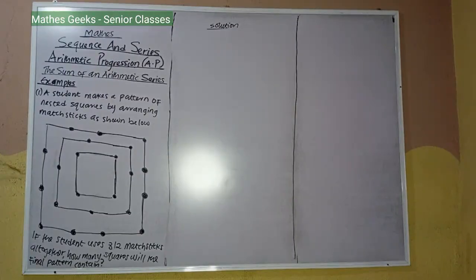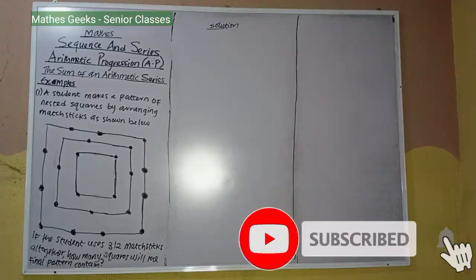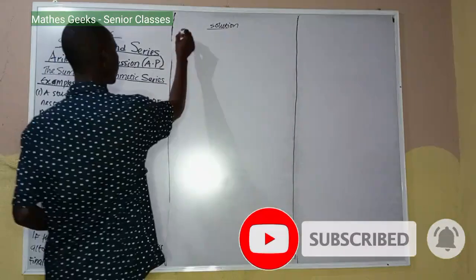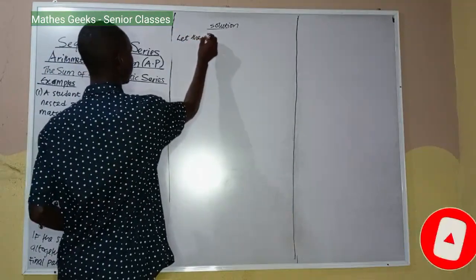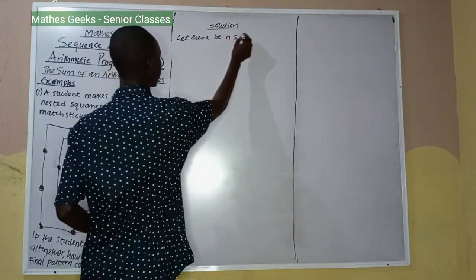A student makes a pattern of nested squares by arranging matchsticks as shown below. If the student uses 312 matchsticks altogether, how many squares will the final pattern contain? Let there be n squares.